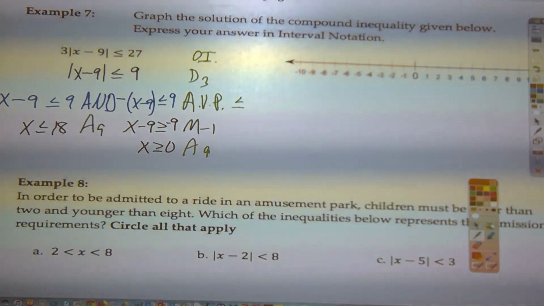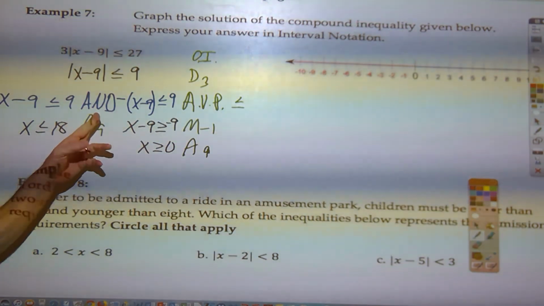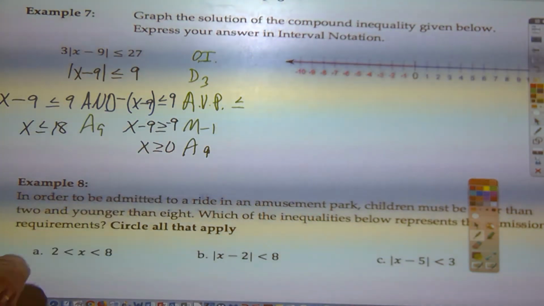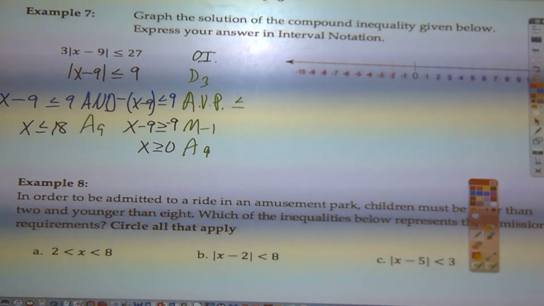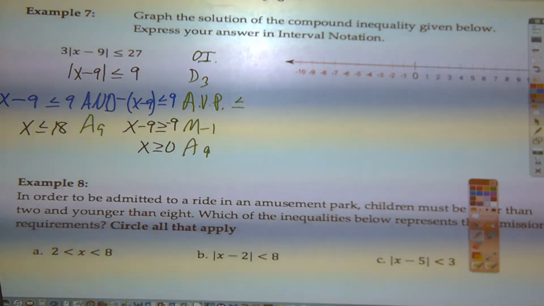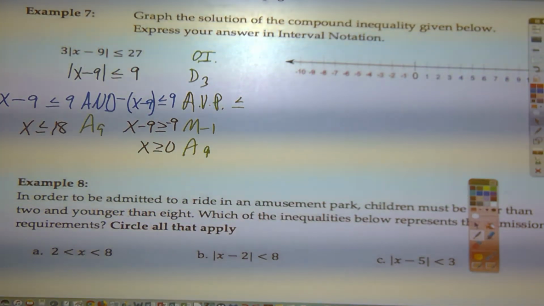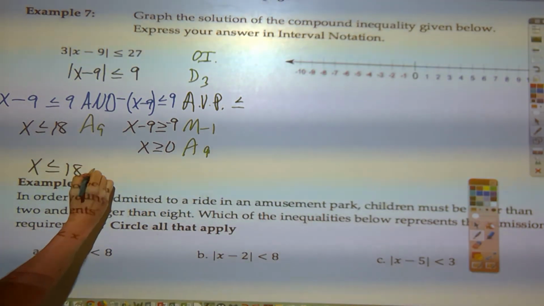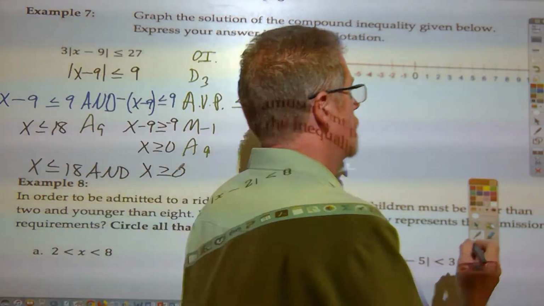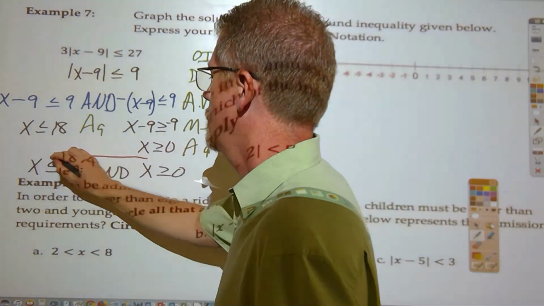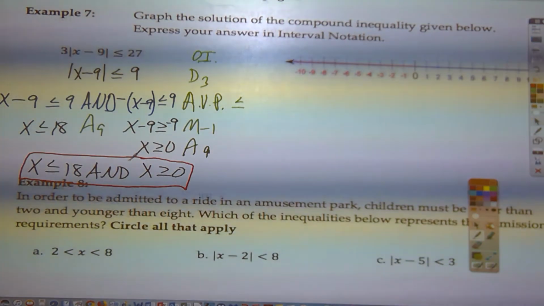I don't know what you came up with, but I came up with x is less than or equal to 18 and x is greater than or equal to 0. Raise your hand if that's what you came up with when you did these 3 steps. So, you have not solved this problem until you write x is less than or equal to 18 and x is greater than or equal to 0. That's the solution. We might be able to condense that after we look at the interval notation, but there's the solution. Any questions on how to get that?